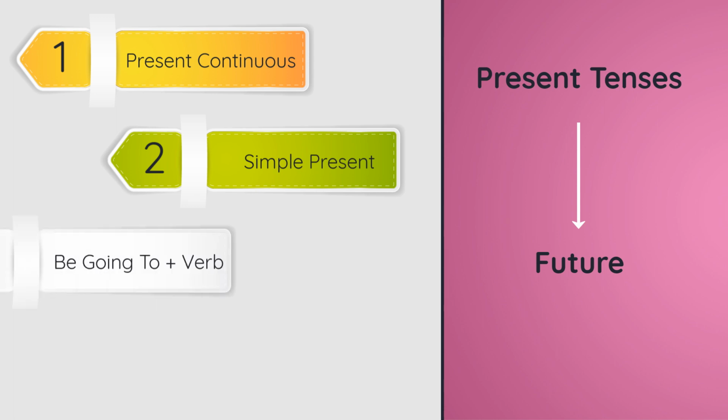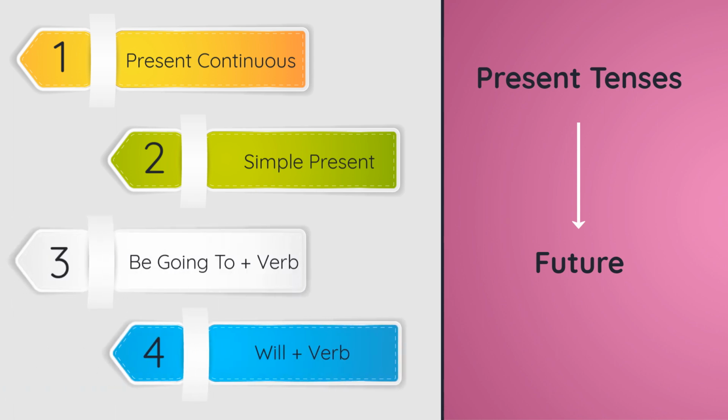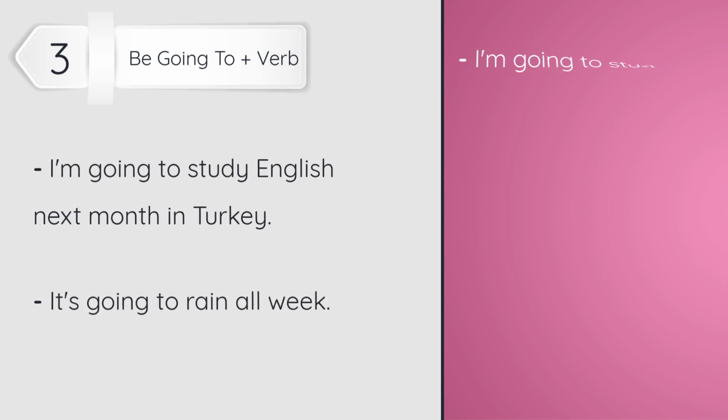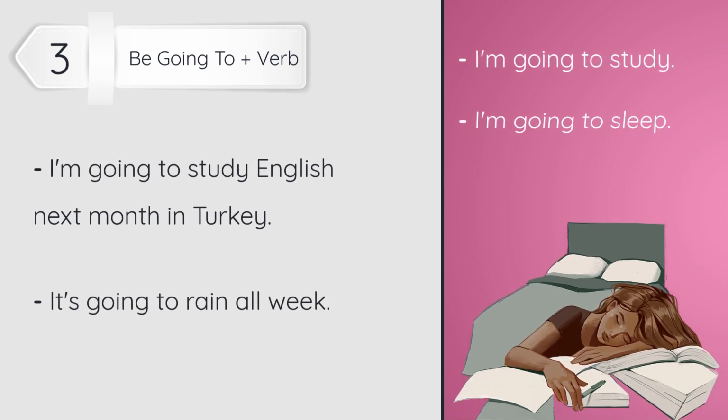Now let's look at the two verbs we commonly use for the future or we commonly think of as future verbs. Be going to plus a verb and will. So, be going to plus verb. I'm going to study. I'm going to sleep. You are going to watch a video. Okay, these are examples of the be going to plus verb, future.